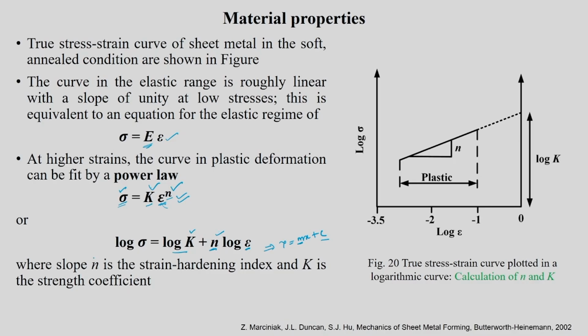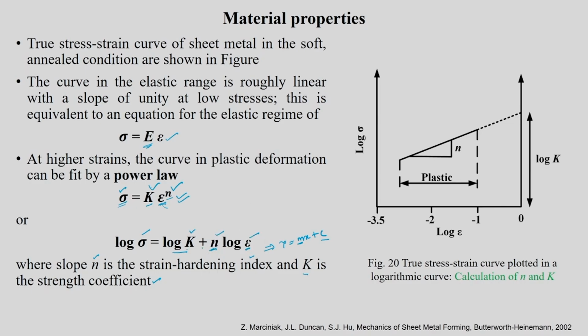So one should remember this, where n is called the strain hardening index, sometimes called the strain hardening exponent, and K is called the strength coefficient. Again, sigma is true stress, epsilon is true strain. So K is the strength coefficient, n is the strain hardening index or strain hardening exponent, you can say.